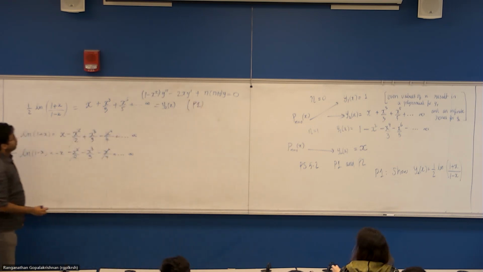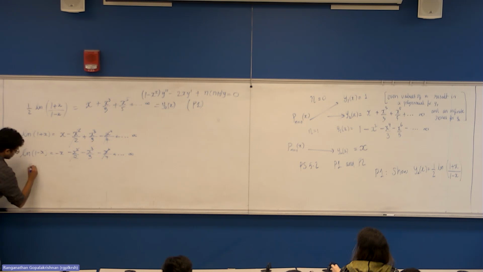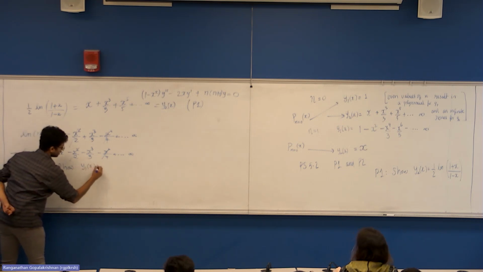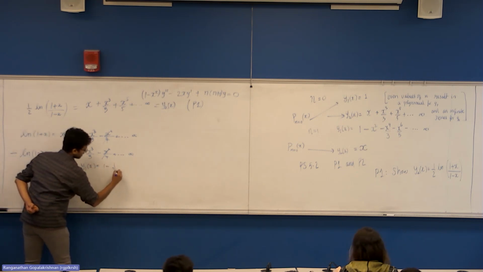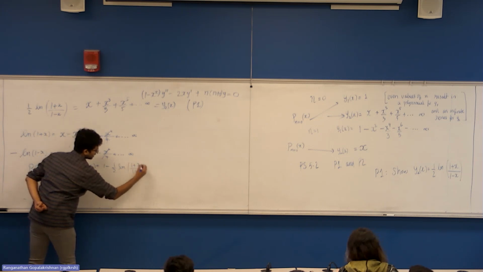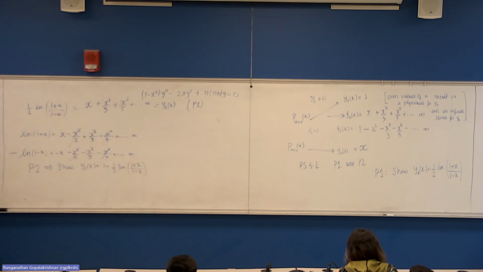What is problem 2? Problem 2 is to show y1 of x is equal to 1 minus half ln of (1 plus x) over (1 minus x). This is what we started last time.